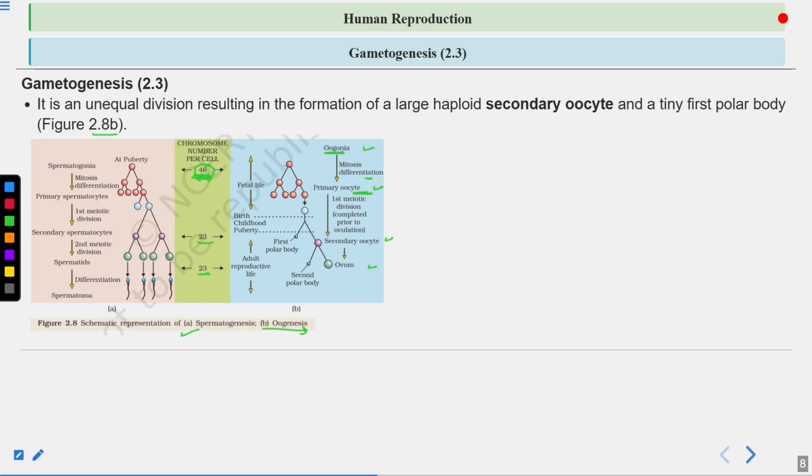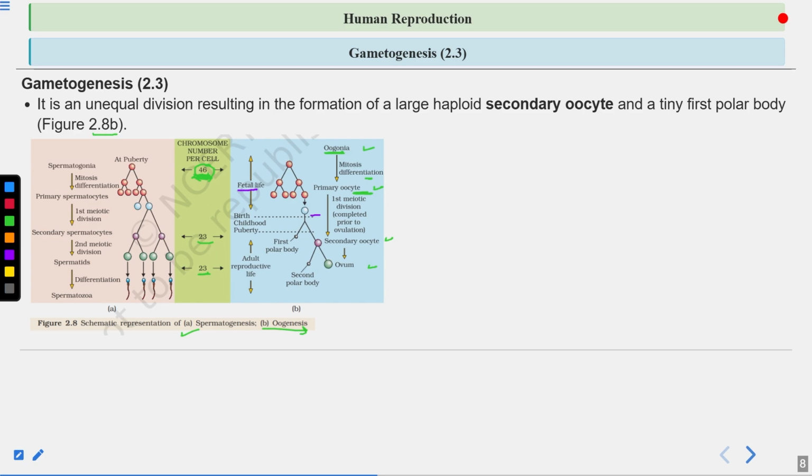Okay. Then you can see this is all happening in the fetal life. This is happening in the prenatal stage, in the fetal ovaries. So primary oocytes are formed before birth. You can say all the oogonia and all the primary oocytes are formed before the birth of the female.